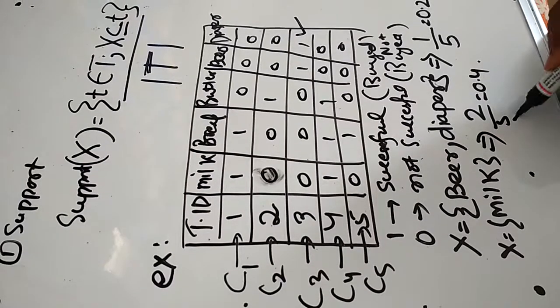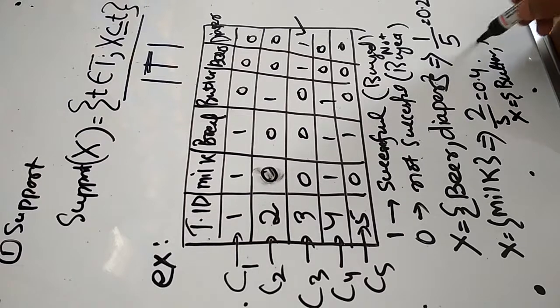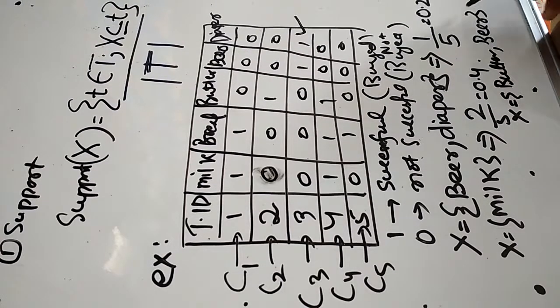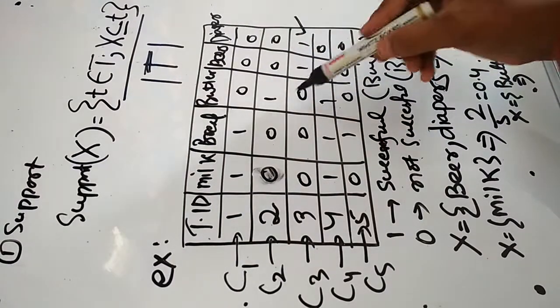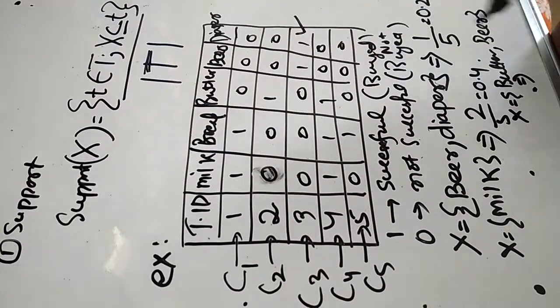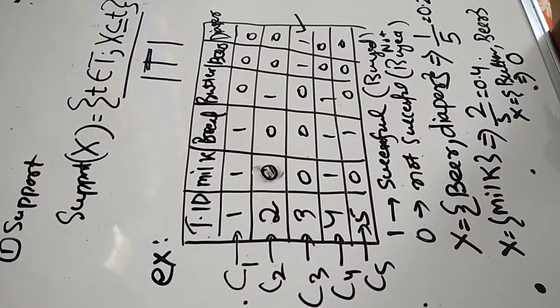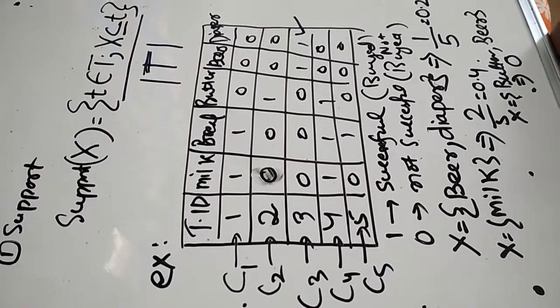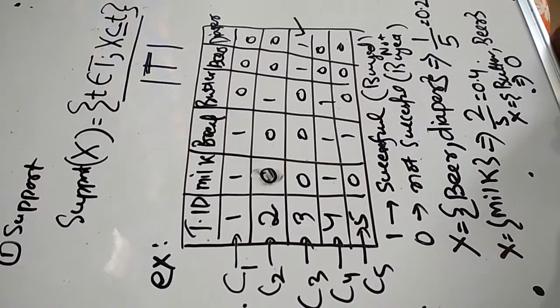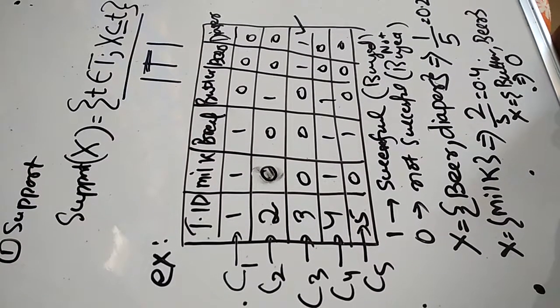Like the same, if X is equal to butter and beer, then what is the value of support? So butter and beer, you can see nowhere, so the value will be 0, means 0 by 5 is 0. So this is the example of support, means you are finding the support of an item in the transaction history.